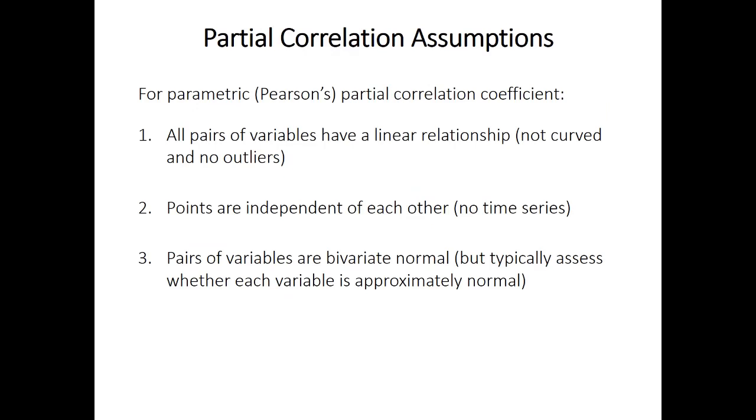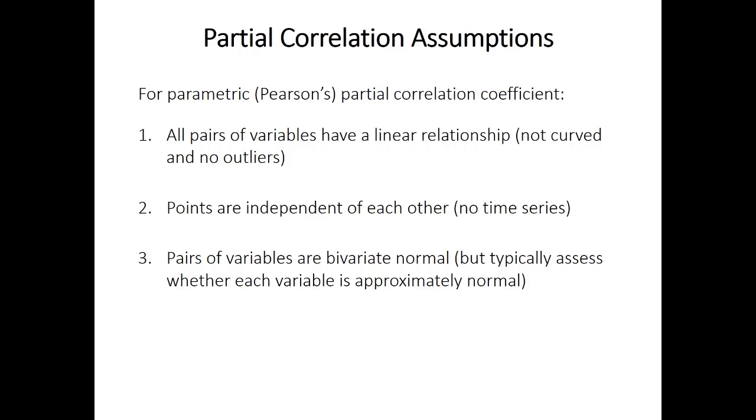So the assumptions for partial correlation and semi-partial correlation are the same as those for simple correlation. Most often you see this in terms of Pearson's partial correlation coefficient. So just like in simple correlation, it assumes a linear relationship, which really means it's not a curved relationship. There's no serious outlier points. The observations should be independent of each other, which largely means you should make sure you're avoiding time series data. Potentially data with spatial structure as well. It could be spatial correlation between the points.